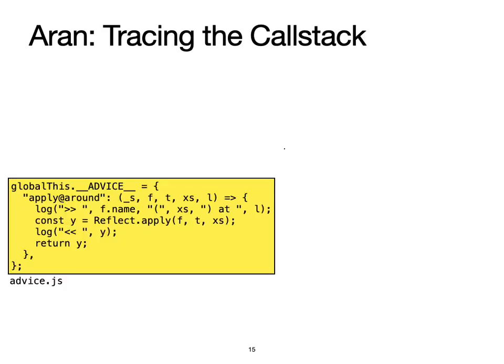I will now demonstrate how my framework simplifies tracing the call stack. The analysis modifies the baseline behavior of applying a function. First, it logs the name of the function, the argument and the code location. Then it applies the function. Then it logs the result. And finally, it returns the result.